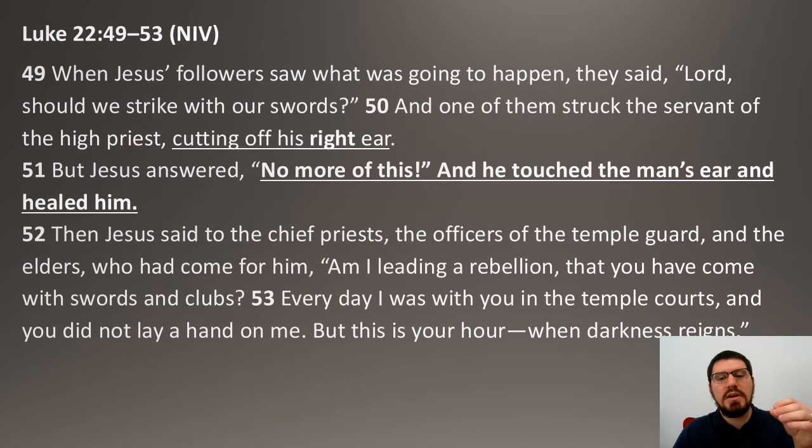Because they're the ones who are coming out against Jesus. And Jesus says, "Oh, we're not going to take up the sword." And he even takes the ear and puts it back and heals the man. It's amazing the type of compassion and mercy that Jesus shows, even whenever these people are coming to put him to death. And he knows that.